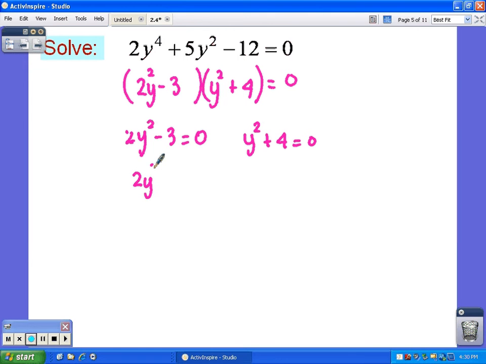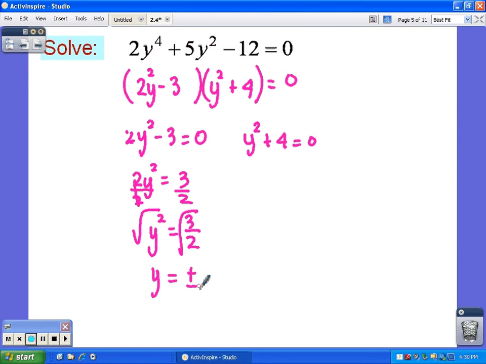Again, getting the squared term by itself, we would get y squared is equal to 3/2. Using the square root method, we get y is equal to plus or minus. Now, we don't know the square root of 3 and we don't know the square root of 2, but we do know that we cannot have a radical in the denominator. So I'm going to have to rationalize this by multiplying by the square root of 2 on top and bottom. So our final answer would be plus or minus the square root of 6 over 2.